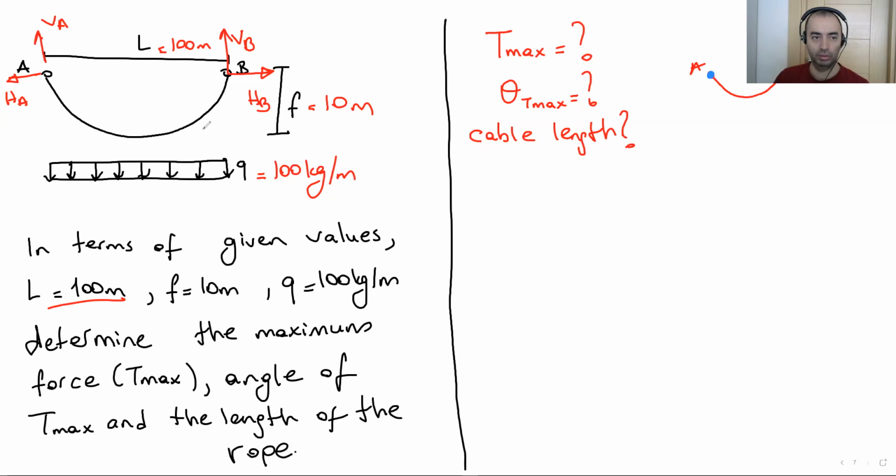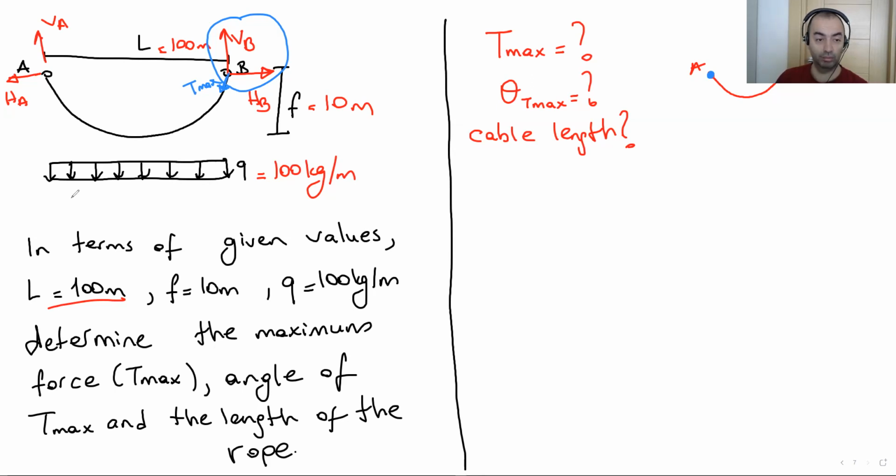Okay, so we know that the maximum force occurs at the support. So this support loading equals the maximum tension load on the cable. If we calculate the support reaction, we get the maximum tension load. Here you can select left or right, one of them. But by the way, before that, we have to calculate vertical A and vertical B.